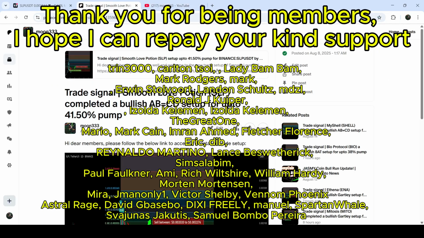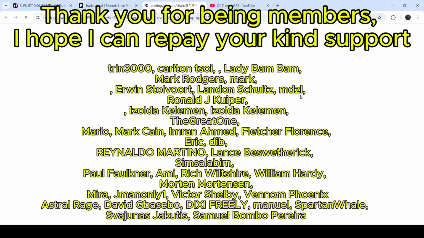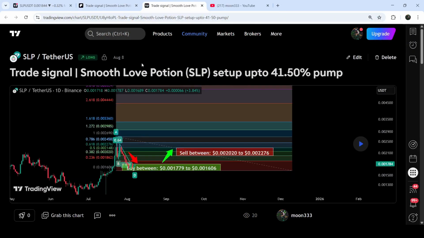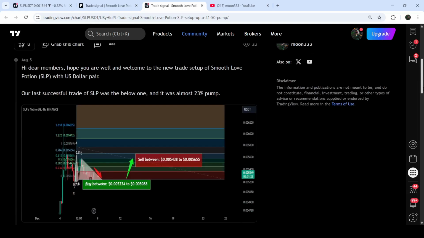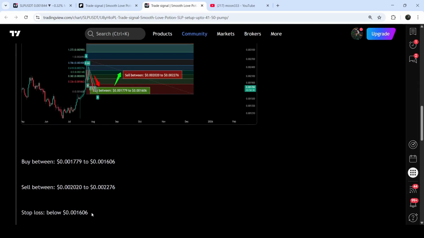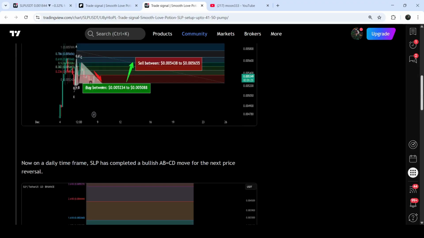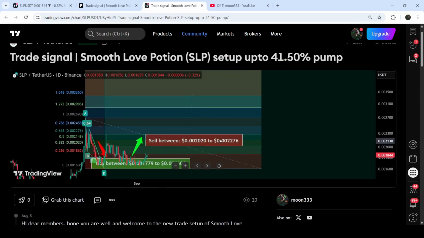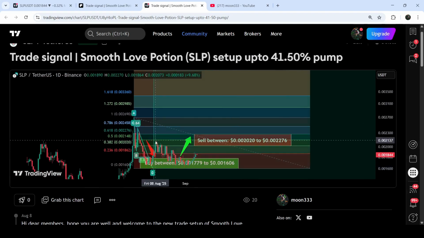So let's start the analysis. And first of all, let me begin with my most recent trade signal for SLP that I shared on 8th of August 2025 in the previous month. And that was a bullish AB equal to CD move that SLP completed on the daily time frame chart with the US dollar pair. And this was a complete trade setup: a buying zone, a sell target zone, and the stop loss. And now if I play this chart, you can see that the price had nicely moved up from this buying zone and reached the sell target zone here. And this was almost a 35% pump on this daily time frame chart.